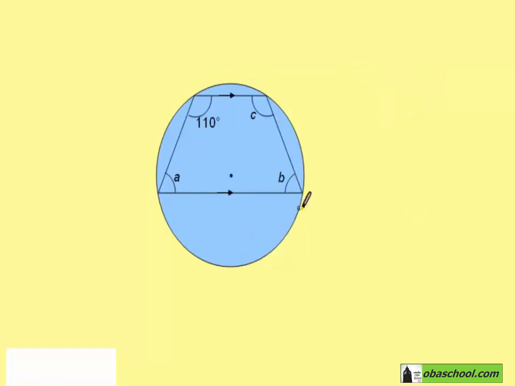Here we have another example. We want to find A, B, and C. We have a cyclic quadrilateral, so B must be equal to 180 take away 110, which is 70 degrees. Opposite angles add to 180.